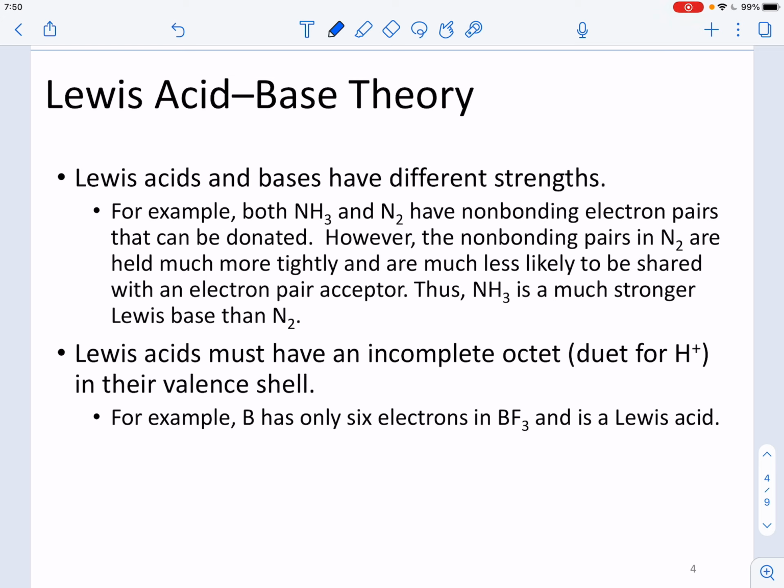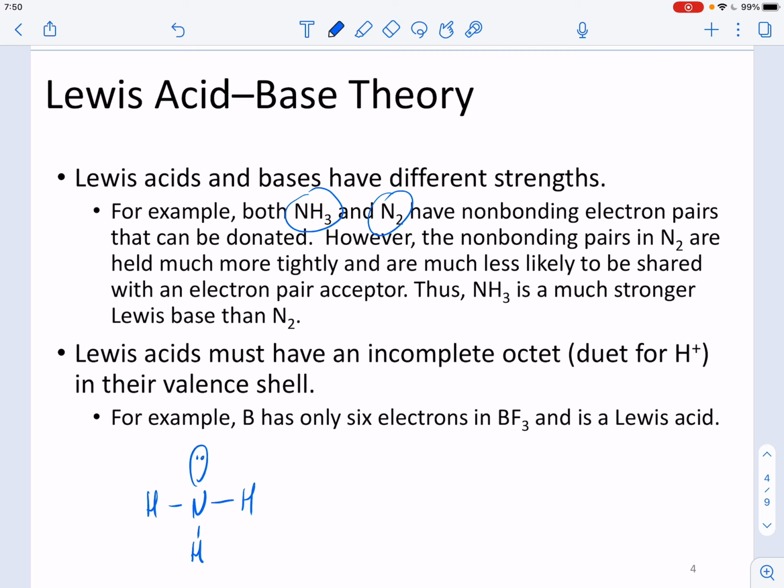Still, you can kind of predict whether a particular compound is going to be stronger than another in terms of acidity or basicity. But here, if you're comparing, for example, ammonia with nitrogen as bases, then remember that ammonia looks like this, and then you are sharing that lone pair. Let's write it differently.